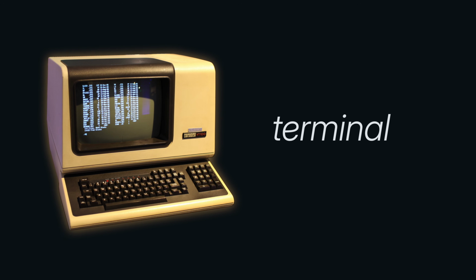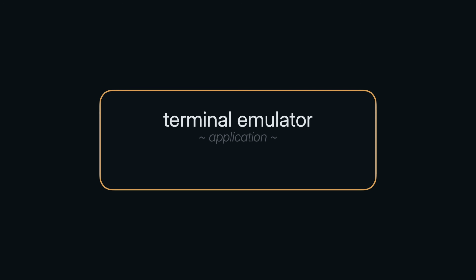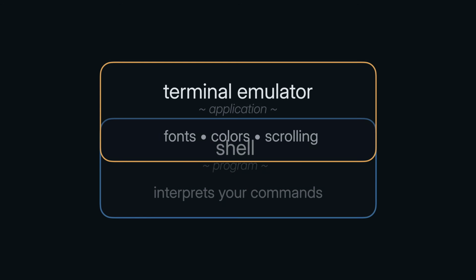The word terminal is actually somewhat of a historical accident. It refers to the physical hardware terminals that people used to connect to mainframe computers. Obviously, we don't have those anymore, but the name terminal stuck around. Modern terminals are just applications that emulate the behavior of those ancient devices. A terminal emulator handles the visuals, such as fonts, colors, and scrolling, but it doesn't actually interpret any of your commands. That job belongs to a separate program running inside the terminal, called a shell.